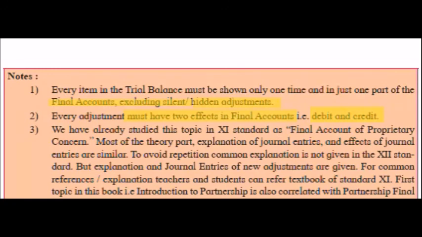We have already studied many topics in the 11th standard on final accounts of a proprietor concern. Most of the theory part was explained in journal entries, the effects of journal entries, ledger, and trial balance, and many topics are not repeated in 12th standard accounts. So some new entries and new adjustments are given in the 12th syllabus.